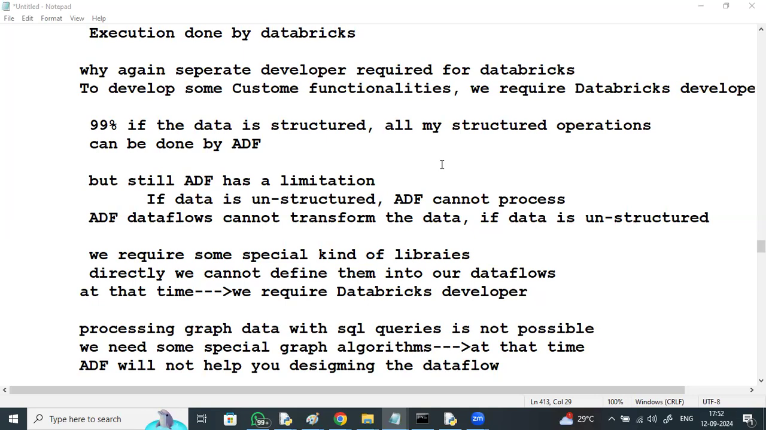So my question is, if the data is structured, we are going to use ADF, otherwise we are going to use ADB if the data is unstructured, right? Yes. But then how many transformations are there in ADF? We have got many different transformations available, all that you see in ETL, right? All those kinds of transformations.